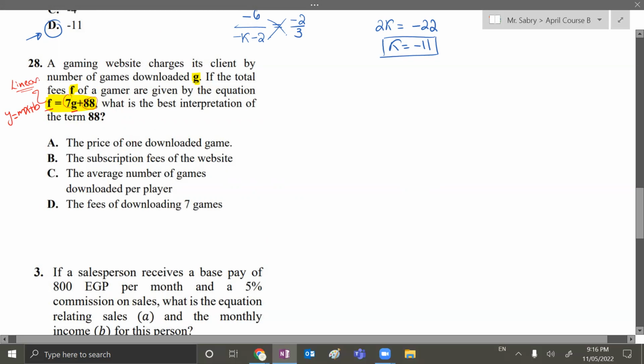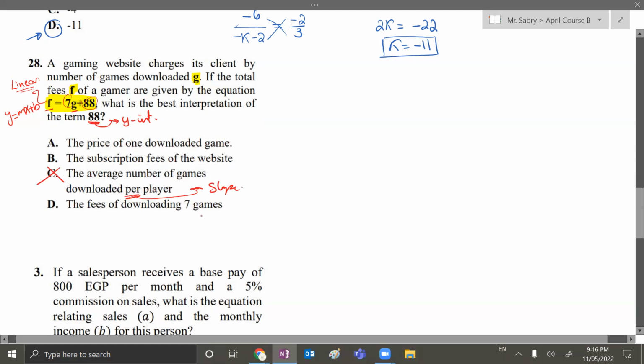Now, once you read the remaining part of the question, it says, what's the best interpretation of 88? So what's the best interpretation of the y-intercept? Because I know that the 88 is the y-intercept. Is it the price of one downloaded game? Is it the subscription fees of the website? Is it the average number of games downloaded per player? The word per is a keyword for the slope. So this one is definitely not one of them.